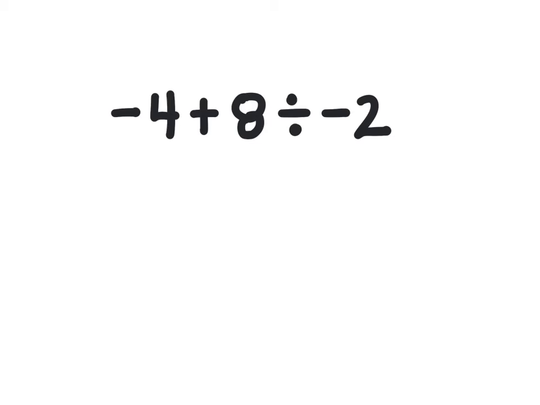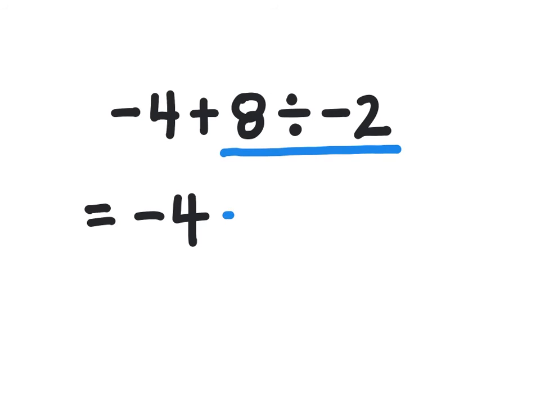Here's another example where BEDMAS will need to be applied. In this case, however, we won't be able to do the negative 4 to begin with because it's being added, and we know that we can't do addition until we've already handled the division. So we'll copy down the negative 4, and then we'll look to do positive 8 divided by negative 2. Well, we know that a positive divided by a negative is going to give us a negative. We know that 8 divided by 2 is going to give us 4.